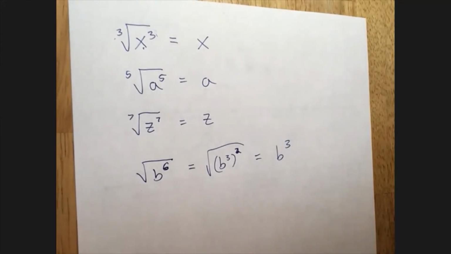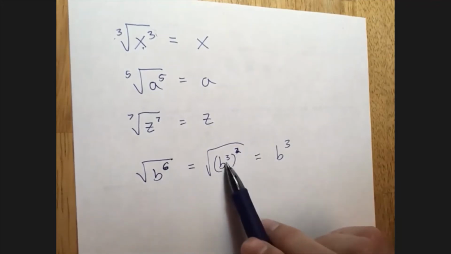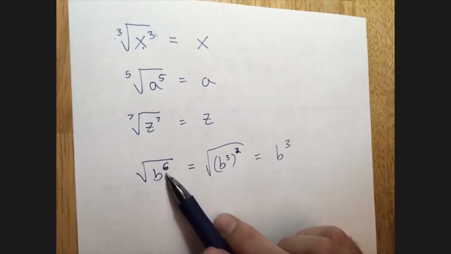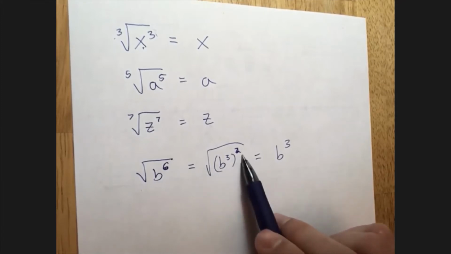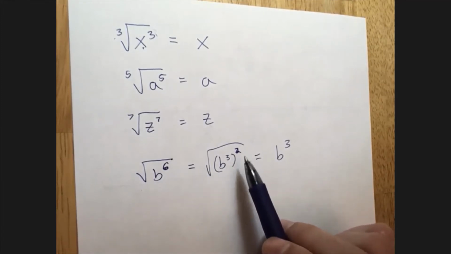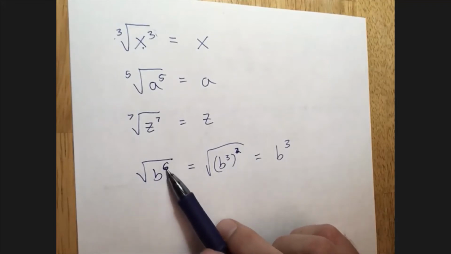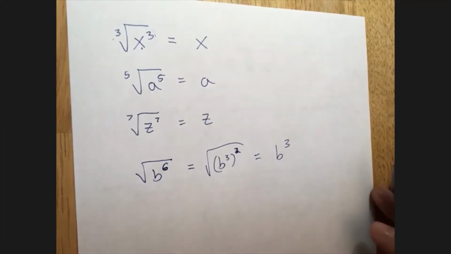So notice what happened here. You can either pull it apart like this, where you think about, okay, what do I have to multiply by 2 to get 6? And that's the number that goes here. And then the square root and that cancel off. Or you may realize that what we ended up doing is just dividing 6 by 2, and that's the new exponent. So that might be even a quicker way to do it.